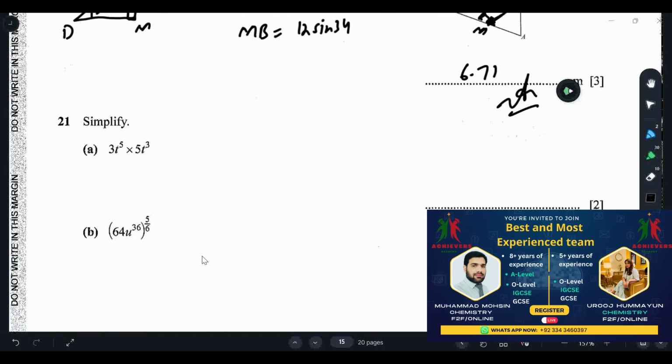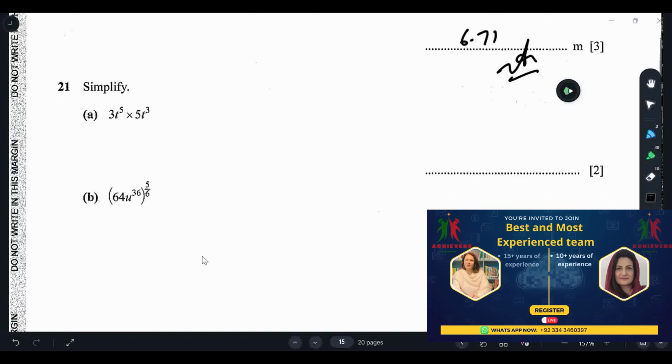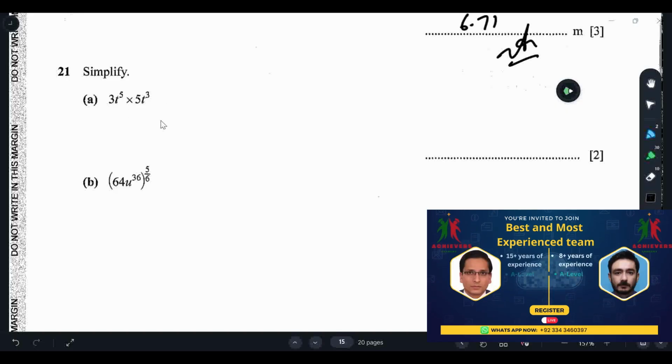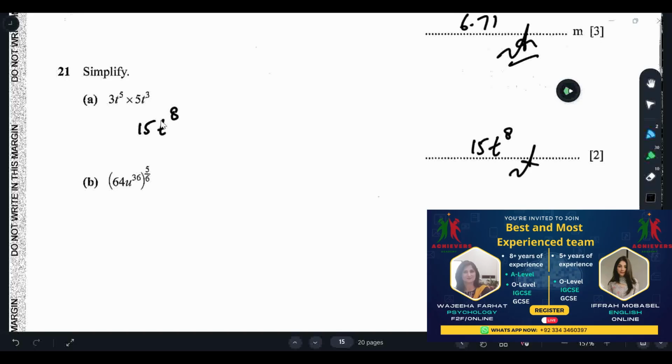I hope that the concept is clear for question number 20. Let's move to question number 21. Now in question number 21, it is given to simplify 3t power 5 multiplied by 5t cubed. We simply multiply it like this. So this will be 15t power 8. 5 times 3 is 15, t power 8. So 15t power 8 will be the final answer.